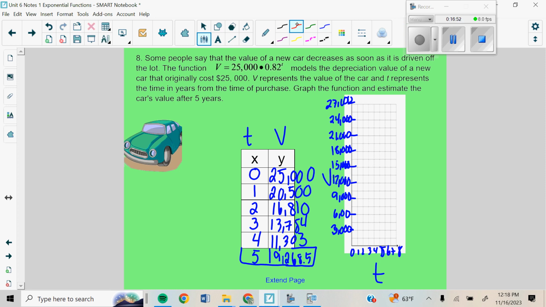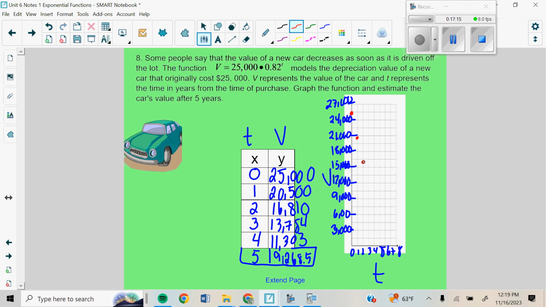Let's keep going then. So at 0, we're at 25,000, so we're going to be just shy of 25,500. Okay. Then we're at 20,050 at year 1, so we're below the 21,000. Then 16,000, we're going to be about here.